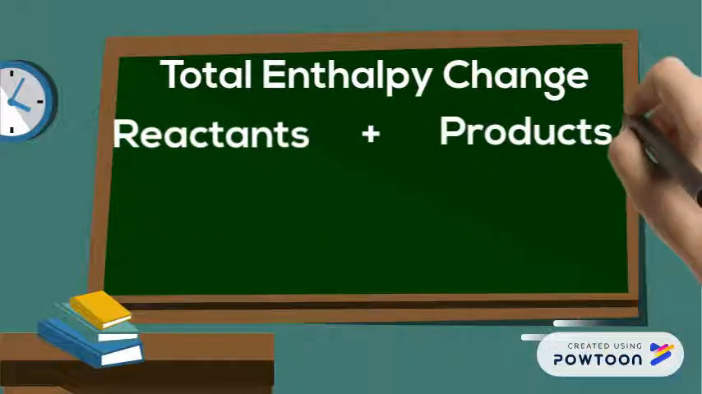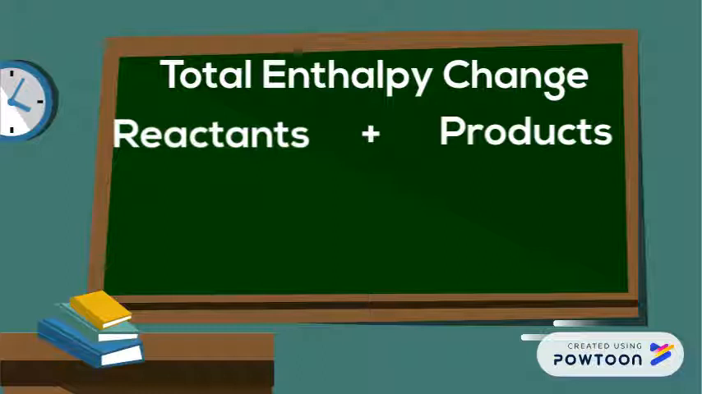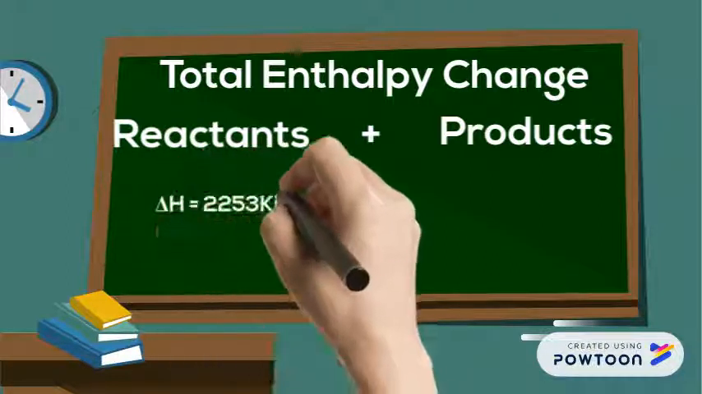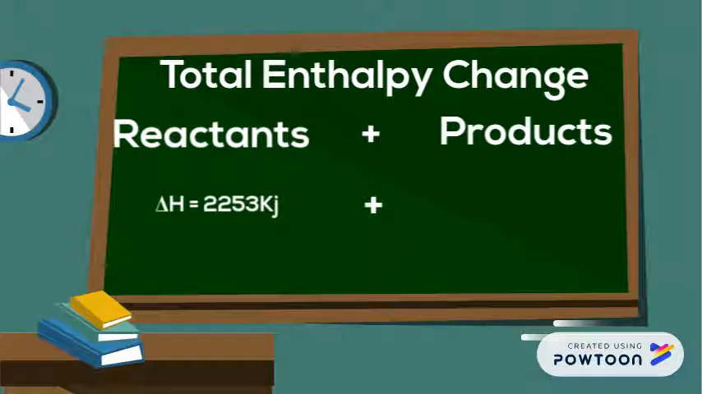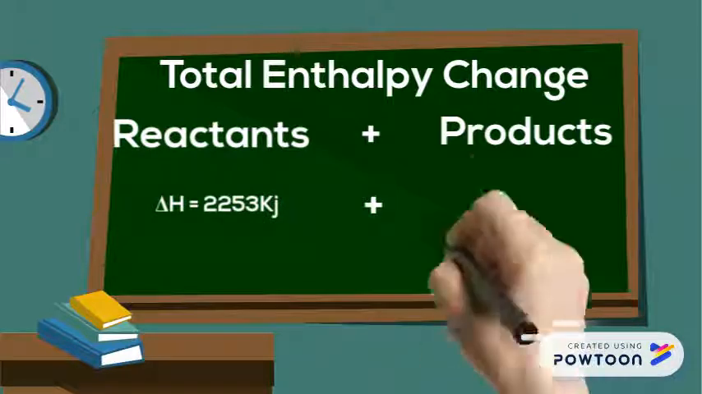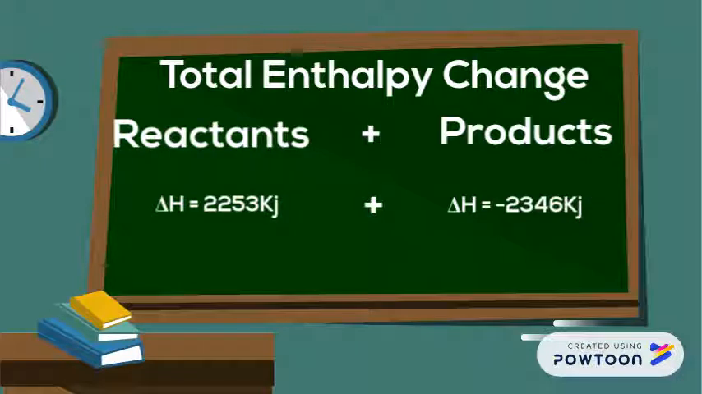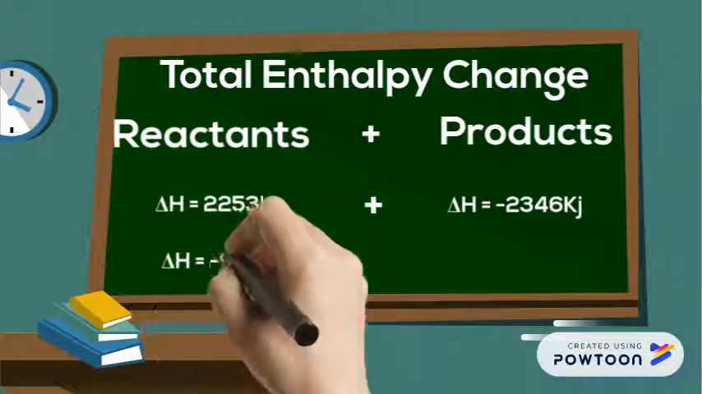To calculate the total enthalpy change for this reaction, we simply add the enthalpy changes for the reactant and the product sides of the equation. On the reactant side, we saw that the breaking of bonds required 2,253 kilojoules. On the product side, we saw that 2,346 kilojoules was released by the formation of bonds, giving a total enthalpy change of negative 93 kilojoules.